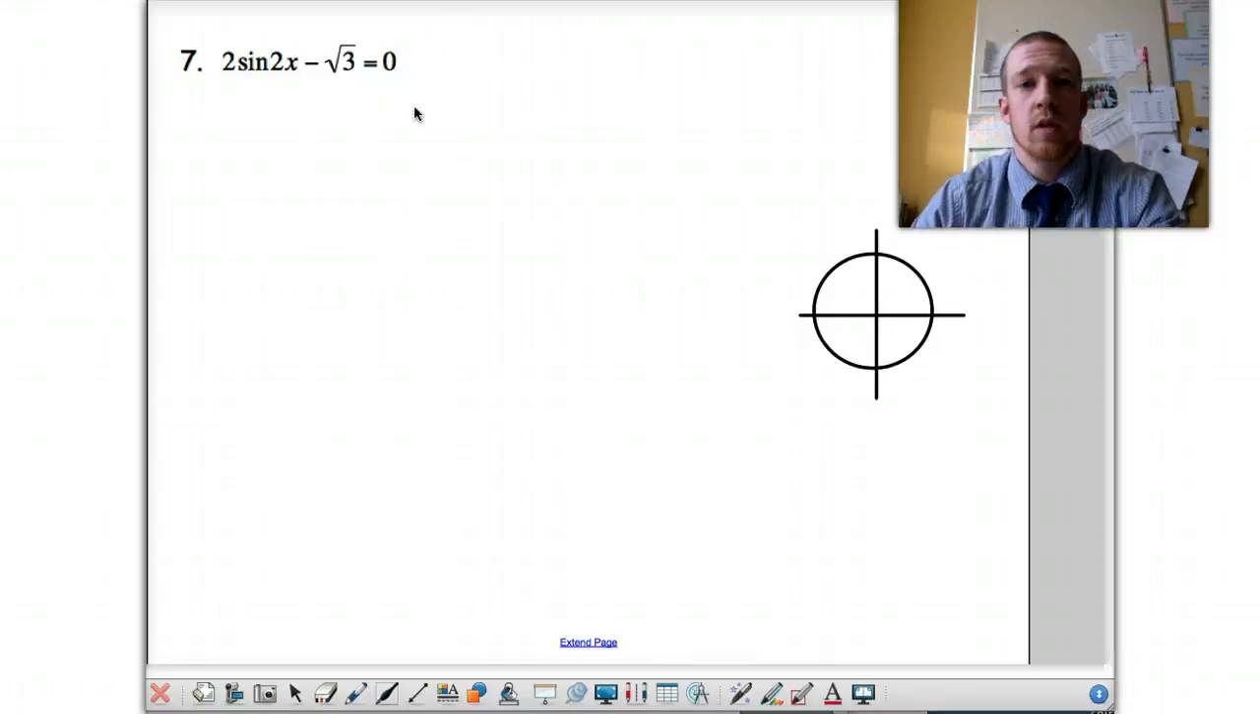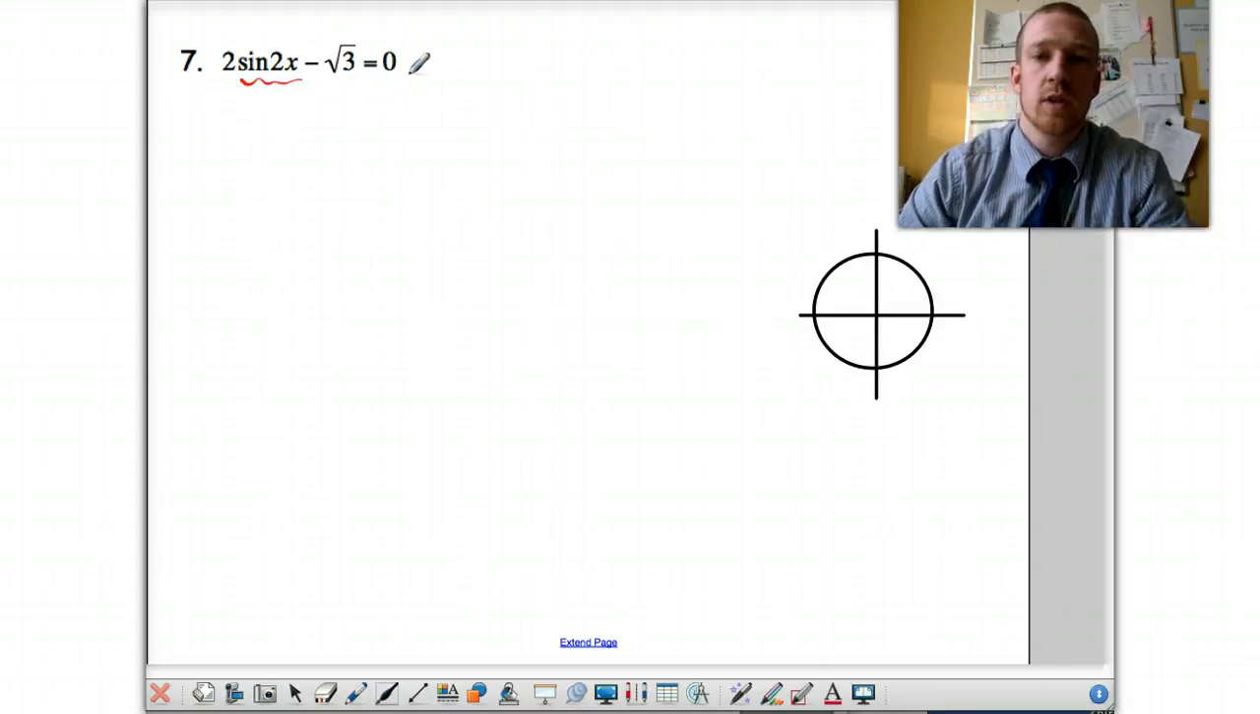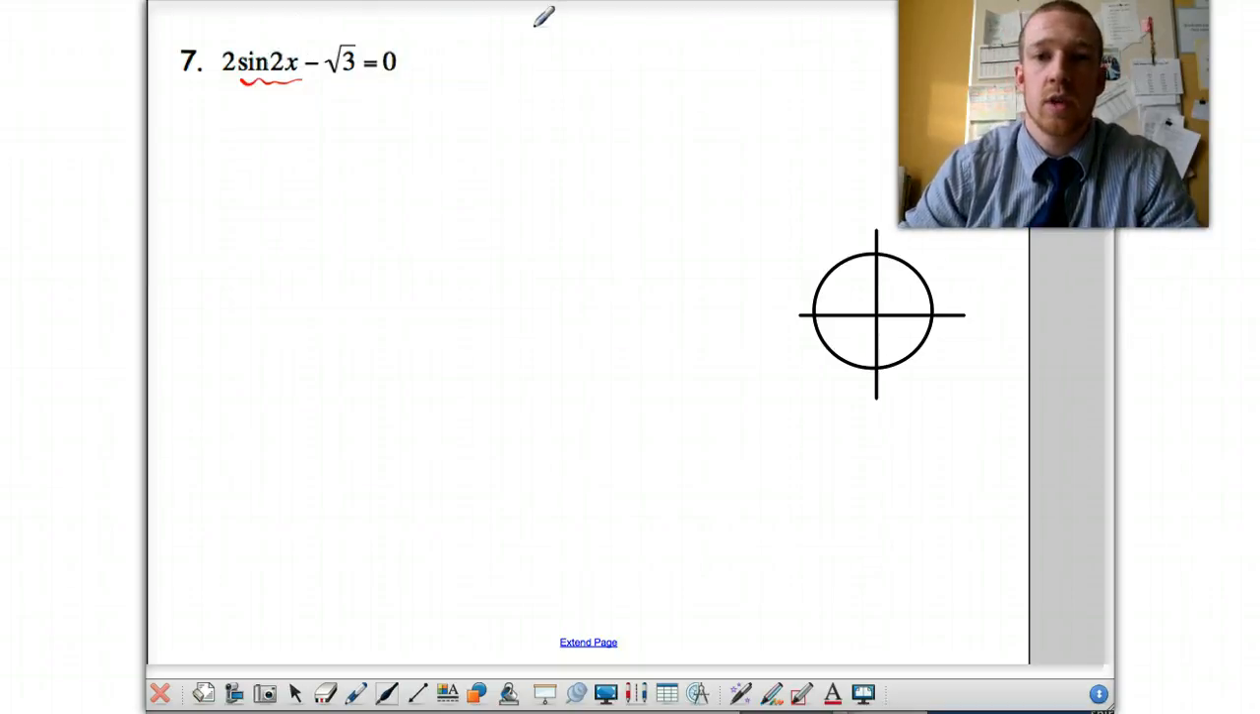Alright, so on this one we only have one trig function. It's just the sine x function. So there's no like terms to group. We don't need to use a double angle identity substitution because we already have just sine x, and our whole goal is to get sine of something equals a number, right? And then we can figure out what angle this has to be, and that's our answer.